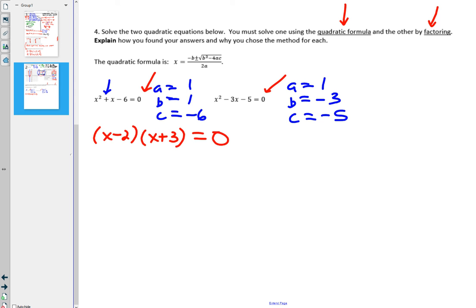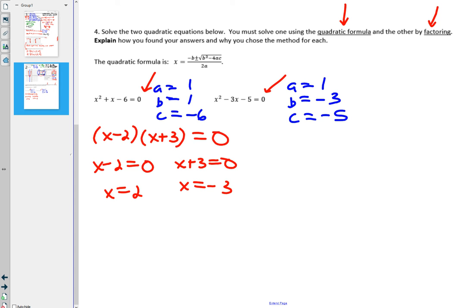Since A is 1, you can go straight to factor form, and then we use the zero product property to make each factor equal to 0. x minus 2 equals 0, x plus 3 equals 0. So x is equal to 2, and x is equal to negative 3.